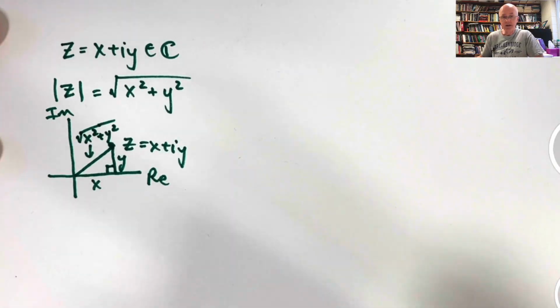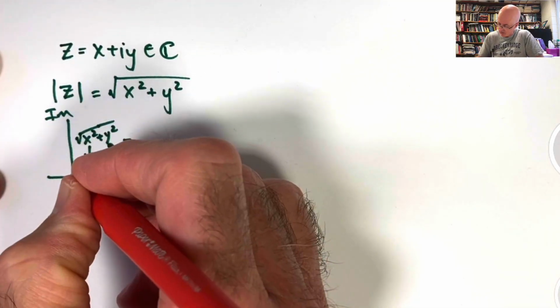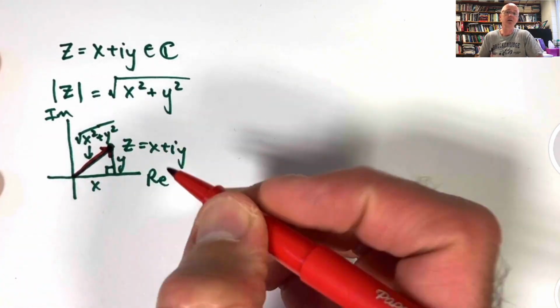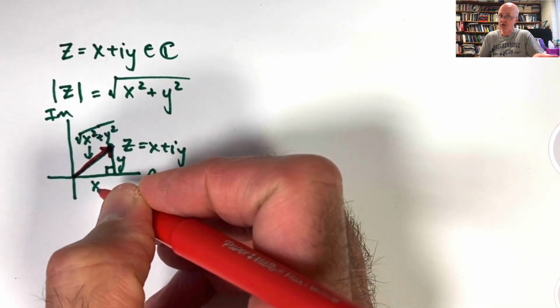Also, if we think of z as a vector, an arrow going from the origin to that point, this quantity also represents the length or magnitude of that vector.